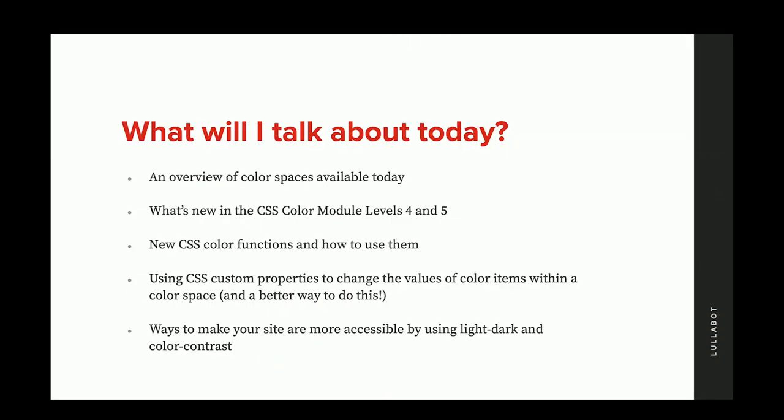All right, so what am I going to talk about today? First, I'm going to give an overview of current color spaces that are available today. I'm going to talk a little bit about what's new in the CSS Color Modules Level 4 and 5. I'm going to talk about some new CSS color functions and how to use them. I'm going to go over a way to use CSS custom properties or CSS variables to change values of color items, but there is a better way to do this now, so I'm going to really talk about that. And then there are a couple new bleeding edge things that will help make your site more accessible color-wise: the light-dark function and a really new and experimental function called color-contrast that really isn't available anywhere yet. But it will be really cool once it actually gets in.